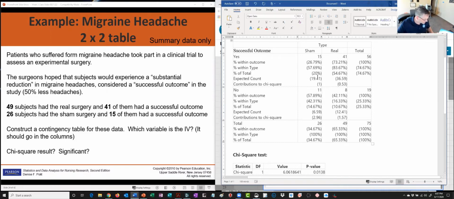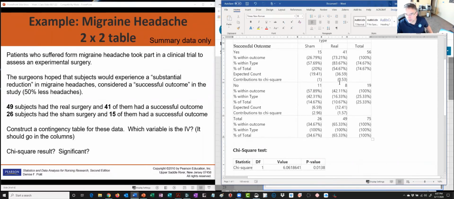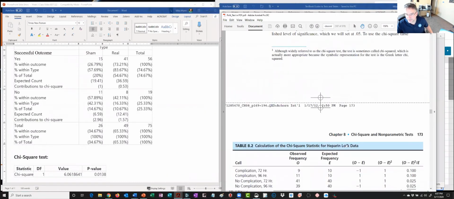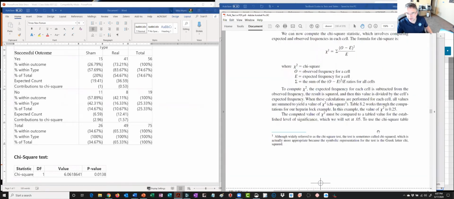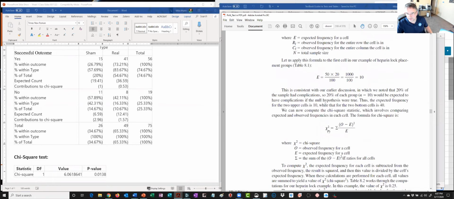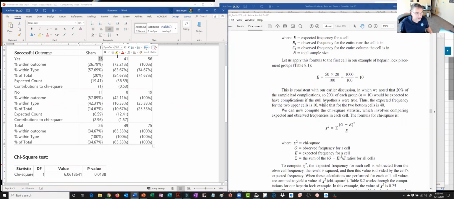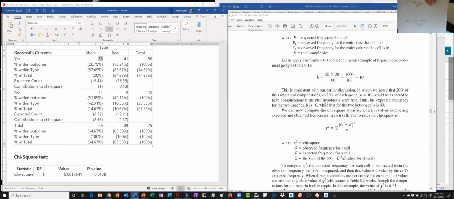So let's look at the sham. We have the chi-square and it's doing this calculation. It's going to take the observed minus the expected and square it, and it'll add it up. So it's calculating all of these chi-square terms. The chi-square is going to be equal to the observed minus the expected. So here it's 15 minus the expected, which we calculated at 19.41. That's going to give us a negative number, but we're going to square it and divide it by the expected count, 19.41. So there's the math for the chi-square test statistic.